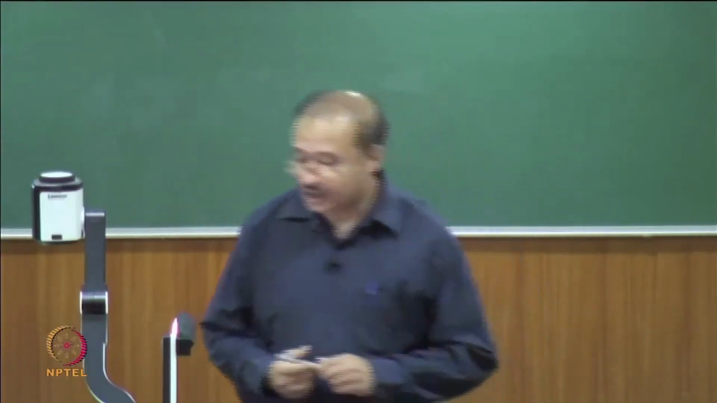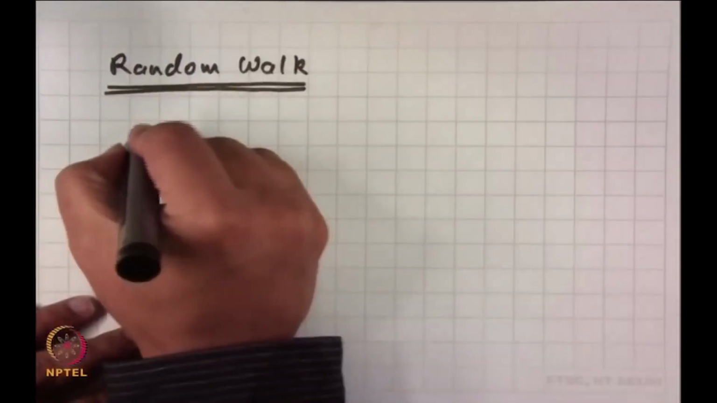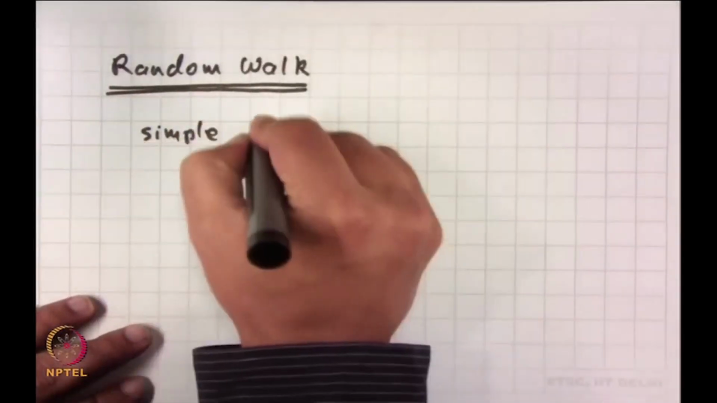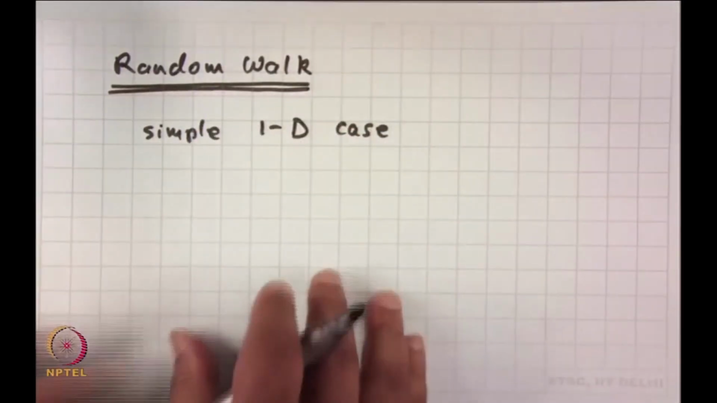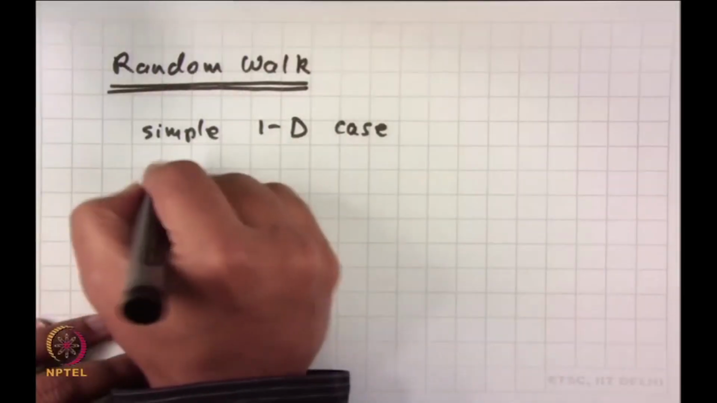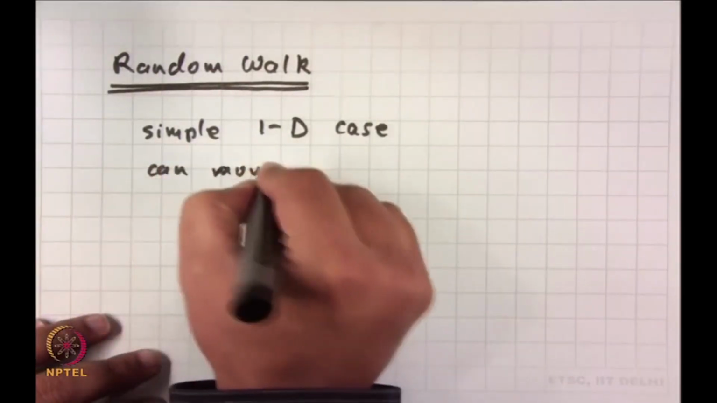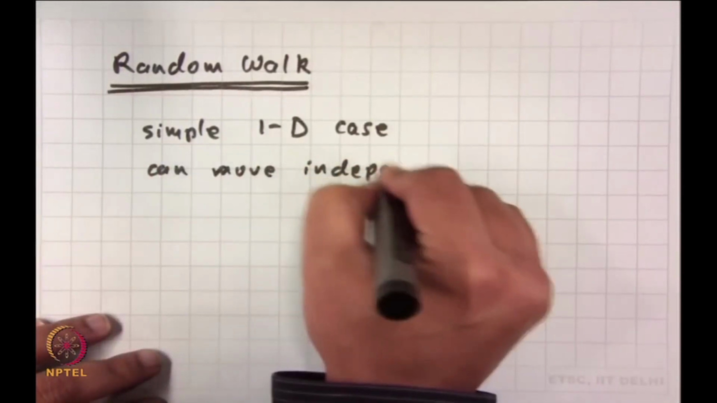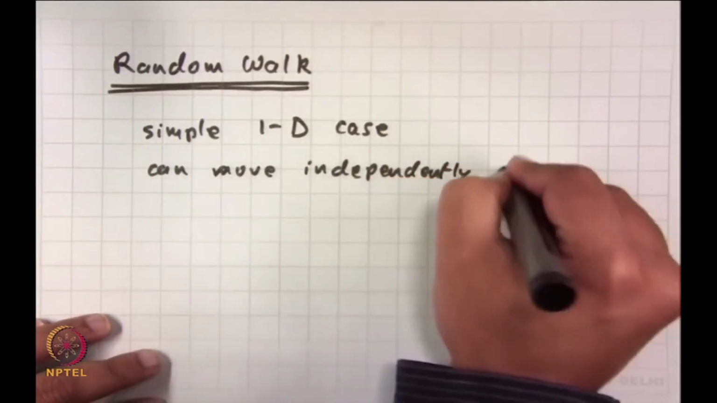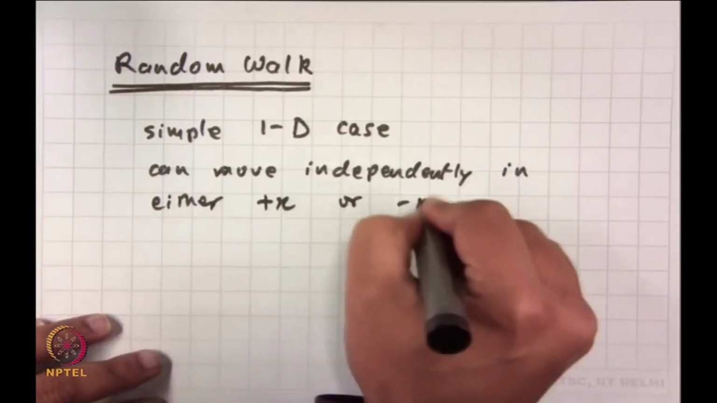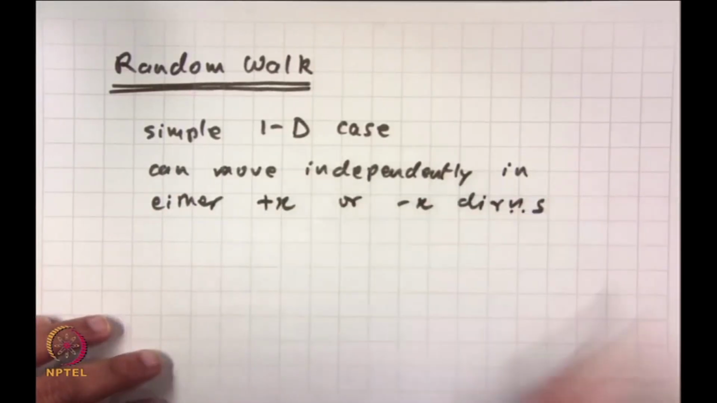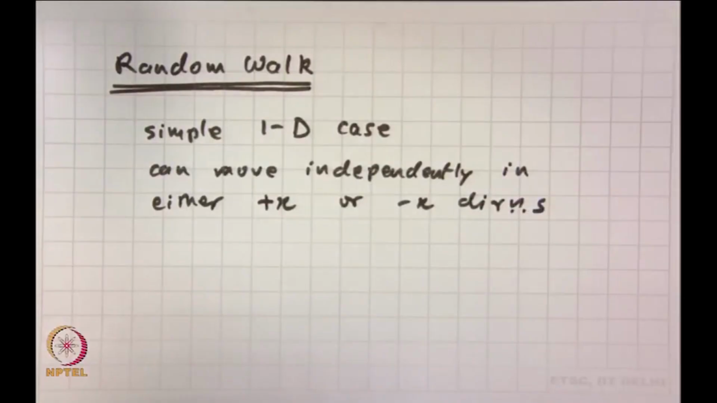So, what we do is, we start with a very simple one dimensional case, okay, and what we say is that the particle can move independently in either positive x or negative x directions, where x is my coordinate of interest, because I am talking about just a one dimensional random walk right now.